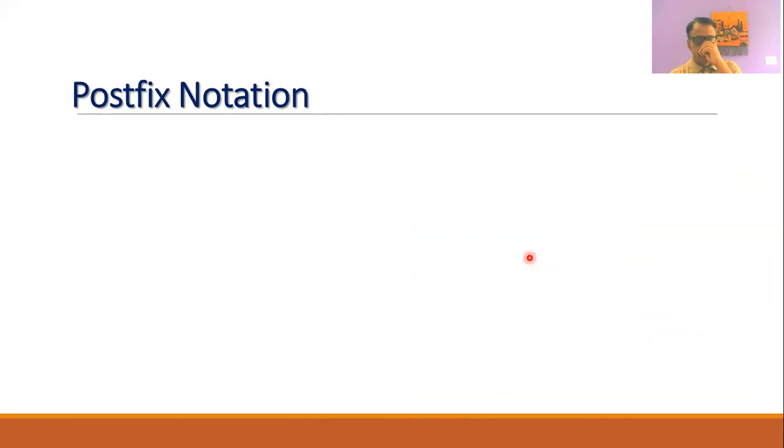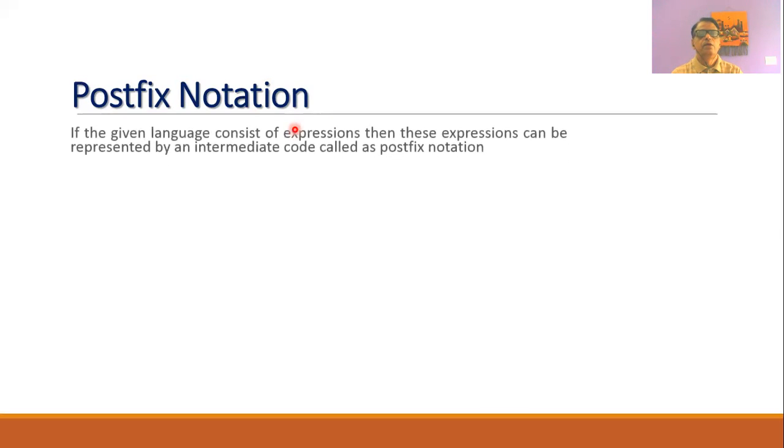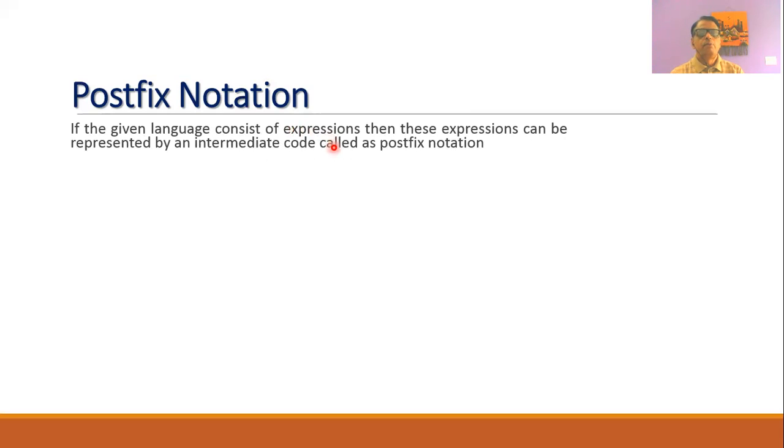Another intermediate representation that is very commonly used is called the postfix notation. If the given programming language consists of expressions, then these expressions can be represented by an intermediate code, and this intermediate code is called the postfix notation. One can say that the postfix notation is nothing but the linear representation of the syntax tree. The syntax tree is a hierarchical structure, and if you want to represent it in linear form, then the postfix notation is the best way to represent the syntax tree.